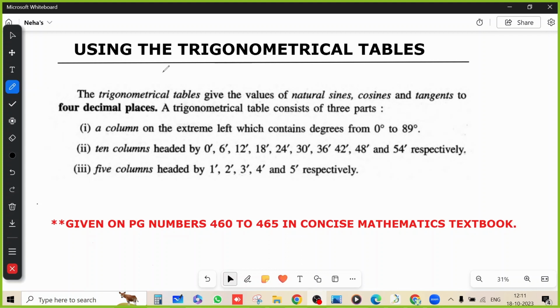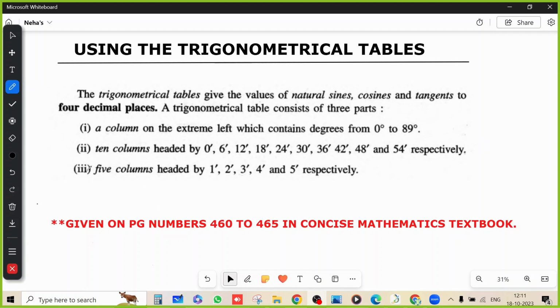For that, we have to refer to the table which is given on page number 460 to 465 in the Concise Mathematics textbook. We do not have to memorize the table because it would be given during the exams as well. Now let us understand what exactly it is. It would have a column on the extreme left which will contain degrees from 0 to 89 degree. Then there would be 10 columns headed by 0 minute, 6 minute, 12 minute, 18 minute, 24 minute, 30 minute, 36 minute, 42 minute, 48 minute and 54 minute respectively.